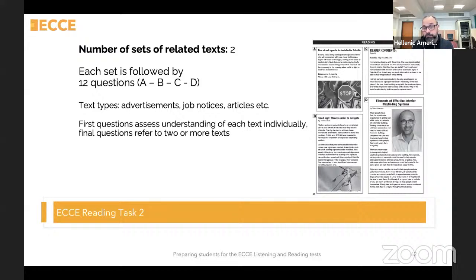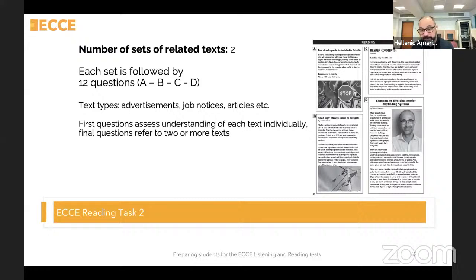And first, questions assess the understanding of each text individually. So they will be instructed and directed to a particular text to read and find the answers. And then the final questions will refer to 2 or more texts. Again, remember they share, let's say, a similar theme.